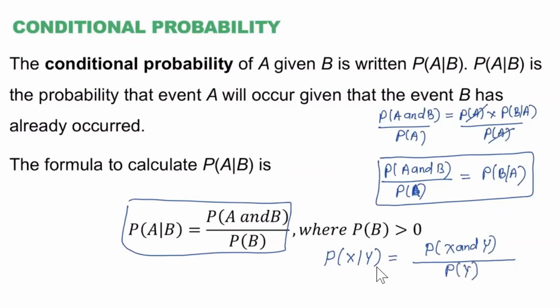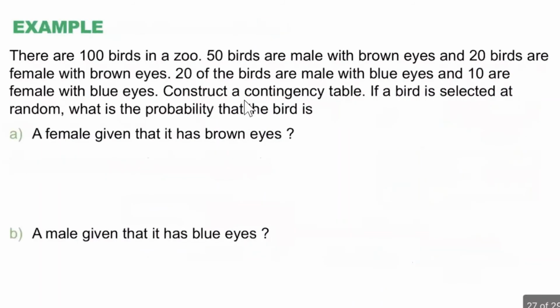Okay, so this is the conditional probability. We are going to look at two important examples on conditional probability. This is the first example. You can see there are a lot of words there. We need to read first. We need to understand this.